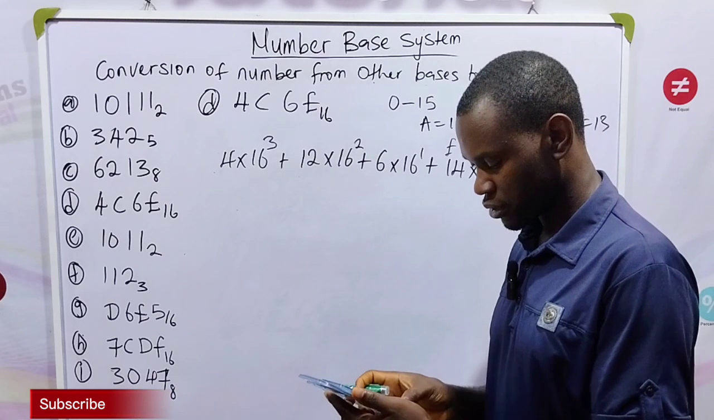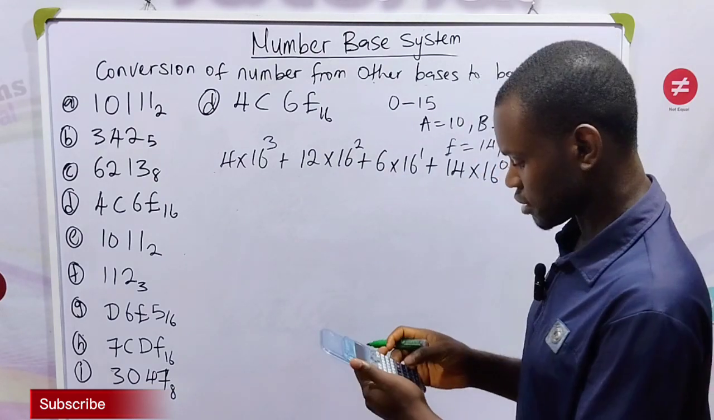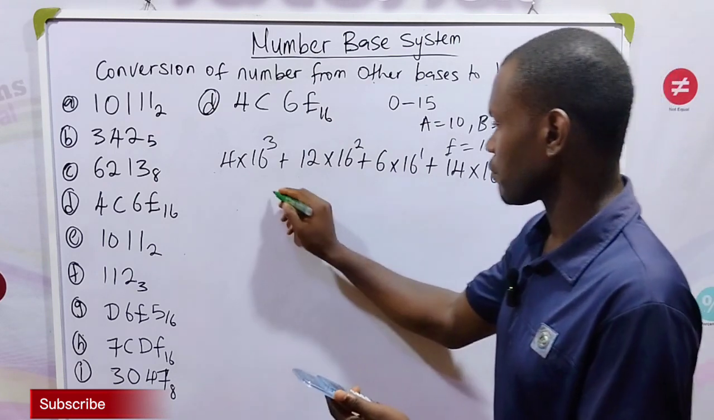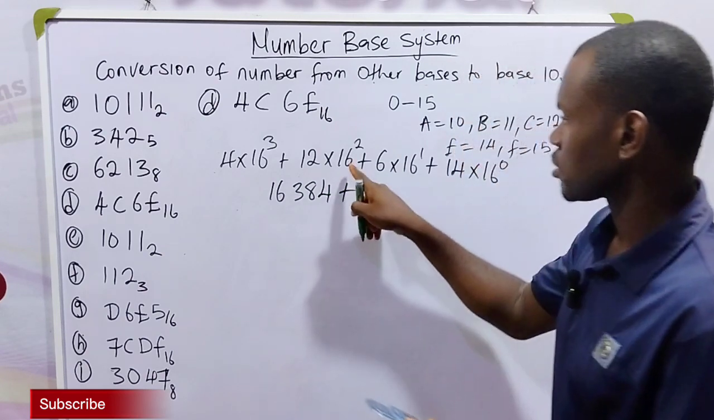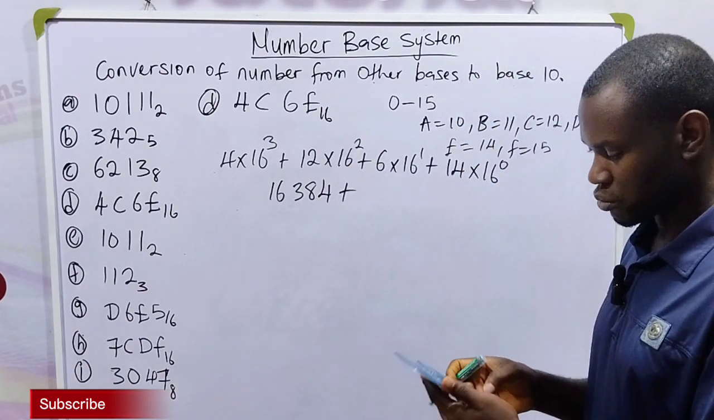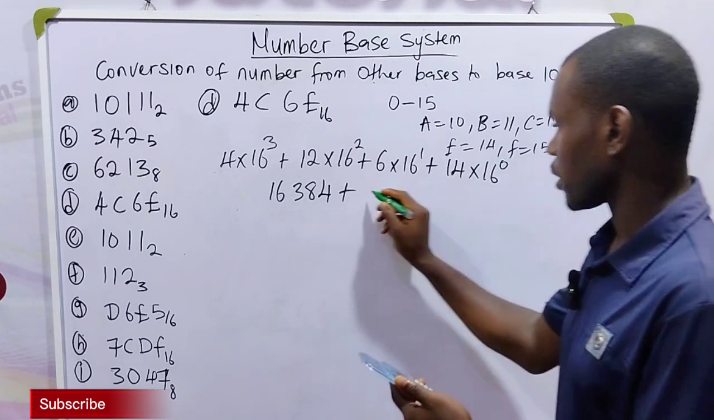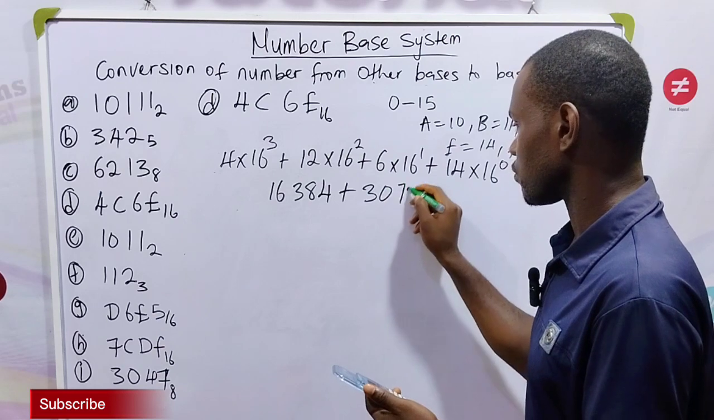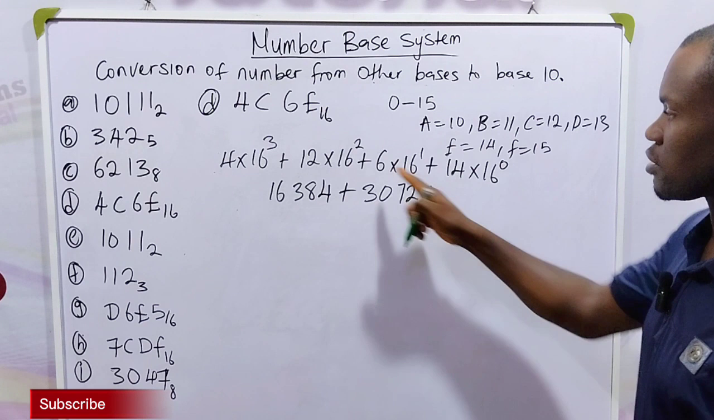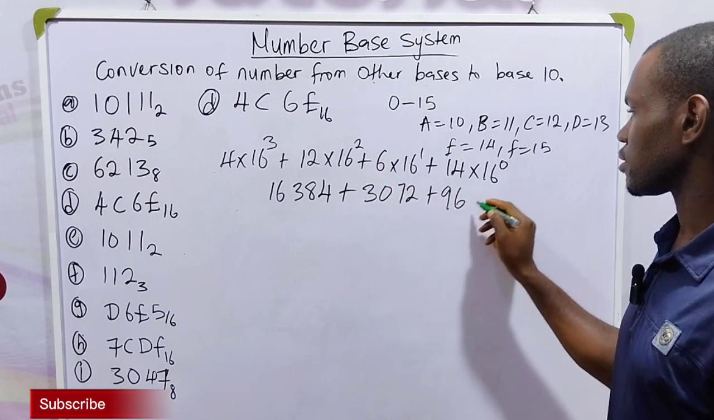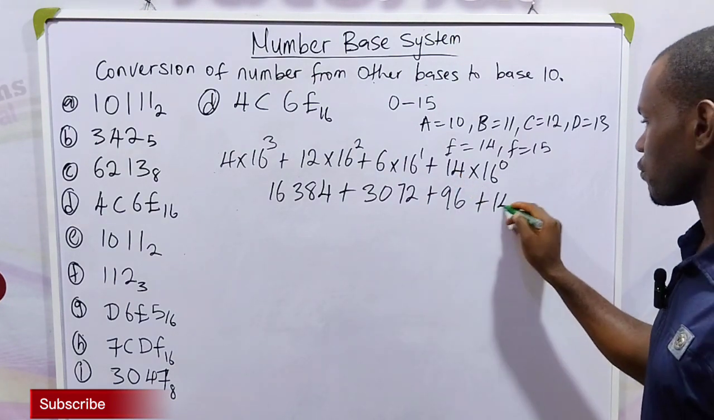Let's expand. 16 raised to the power of 3 is giving me 4096 times 4. We have 16,384 plus 16 raised to the power of 2. That is 256 times 12. We have 3072 plus 16 power 1 is 16. 16 times 6, that is 96. 16 power 0 is 1. 1 times 14, we have 14.